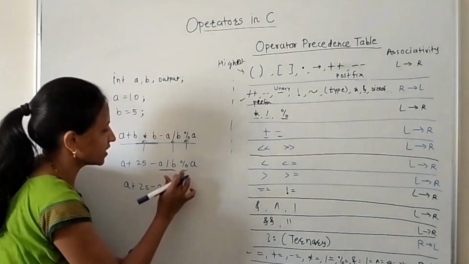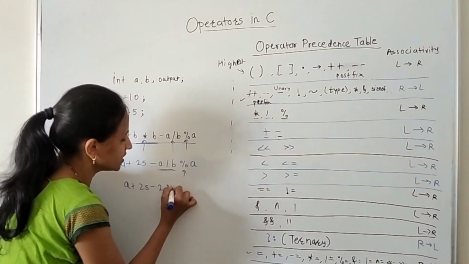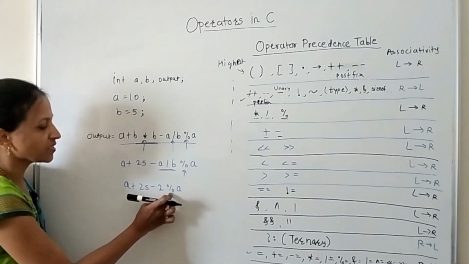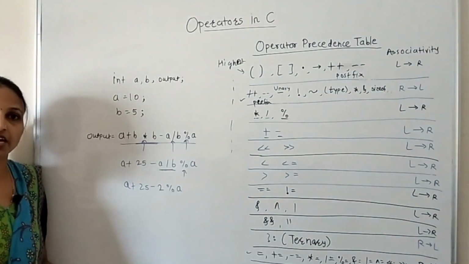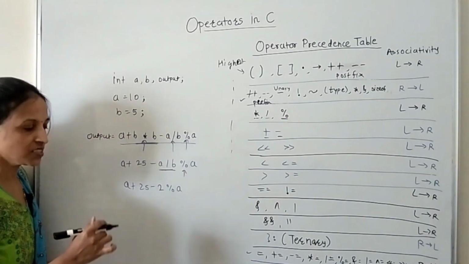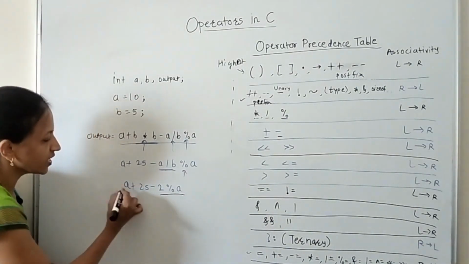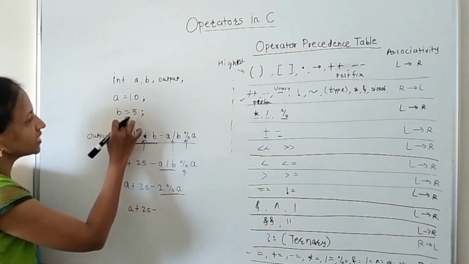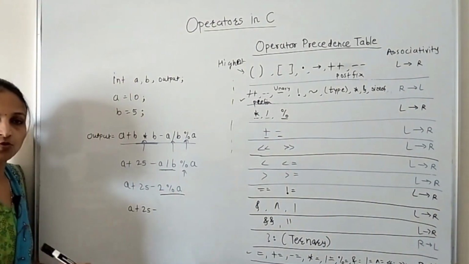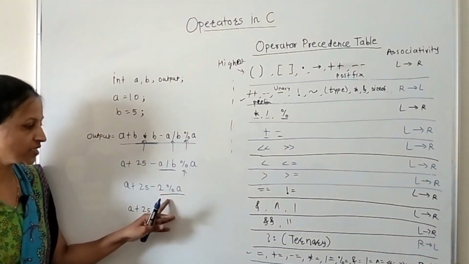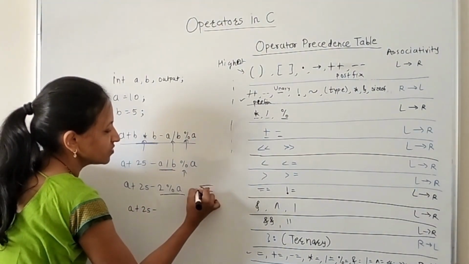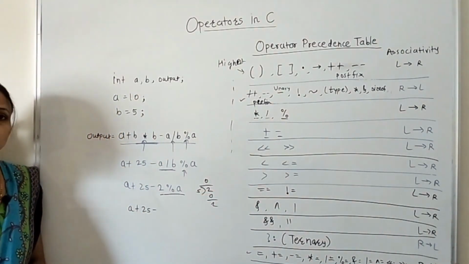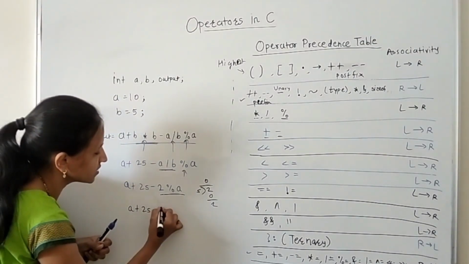And now the next one is modulus a. Now the remaining operators are plus, minus and modulus. Modulus has higher precedence, that's why this will get resolved first. That means a plus 25 minus 2 modulus a, and a is 5. 2 modulus 5 is what? 5 zeros are 0, the remainder is 2. The modulus operator always gives us the remainder. That's why the answer here will be 2.